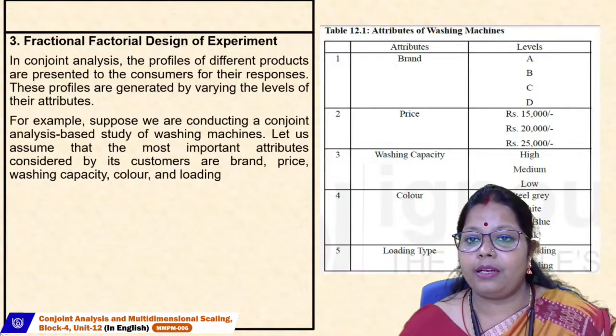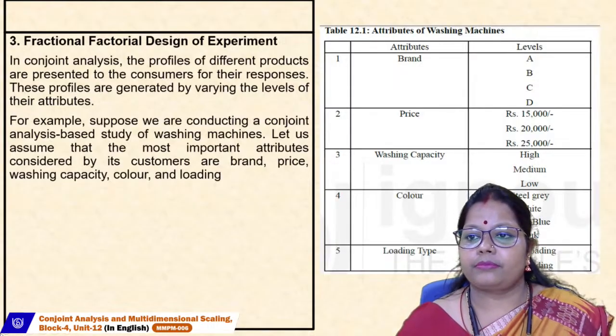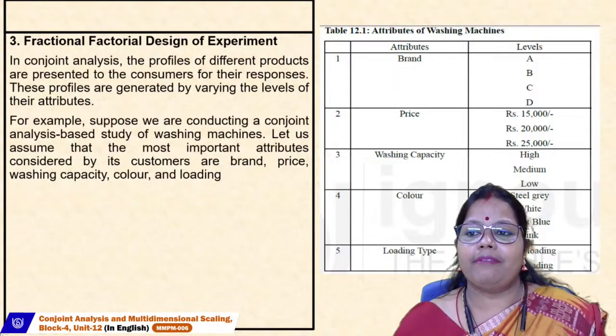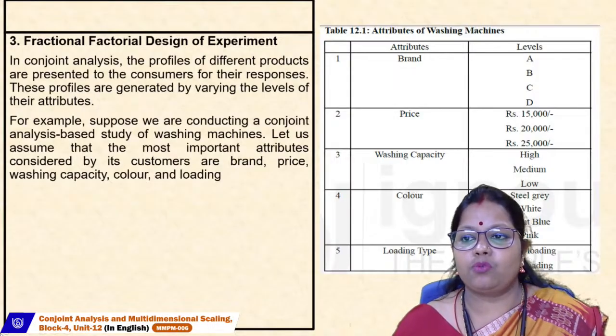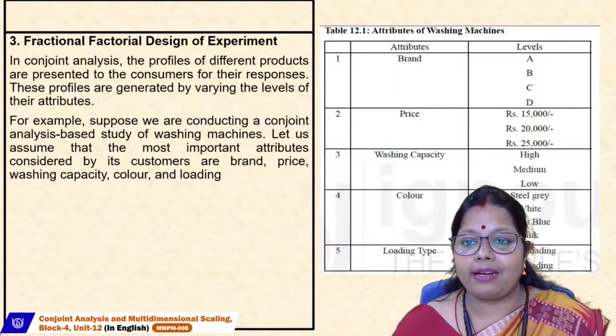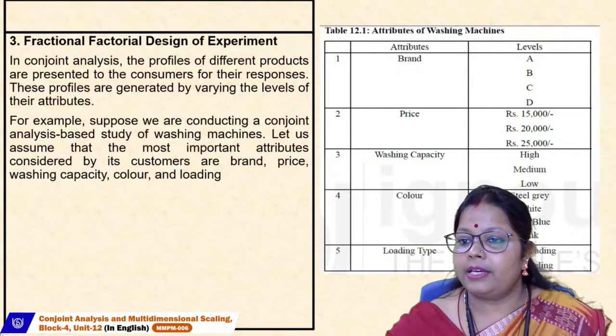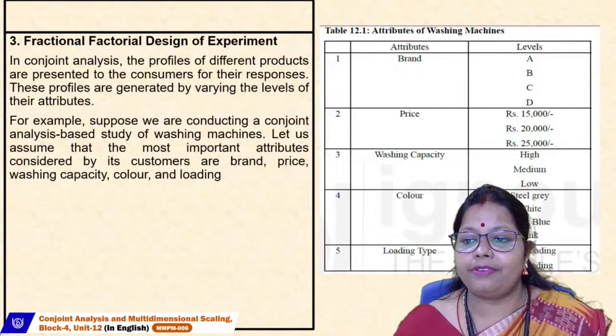If you see Table 12.1, the attributes of washing machines, brand has four levels: A, B, C, D. Four different levels are there for the brand. Similarly for price, there are three levels: rupees 15,000, rupees 20,000, and rupees 25,000. So three different levels are here for the price.